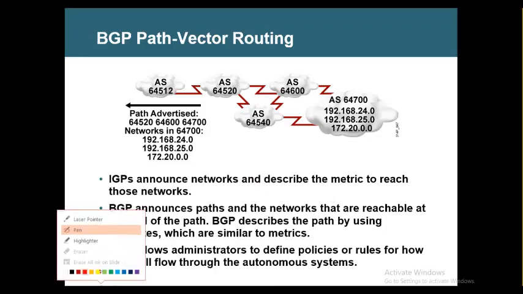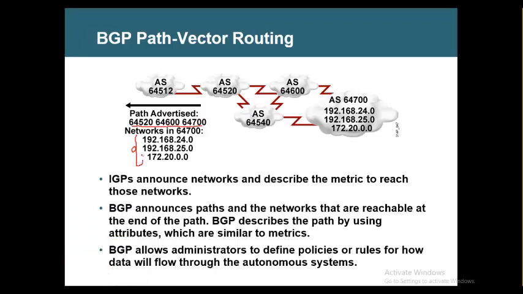If you see this picture here, the path shown to reach these three networks from here is 64520, which is this one. So it should go this way. 64600, it should go this way. And 64700. That's where the destination is. So it shows the path and the direction. See, in this direction, not this direction. It shows the direction, that's what vector is, and the path. That is why BGP is called path vector routing.